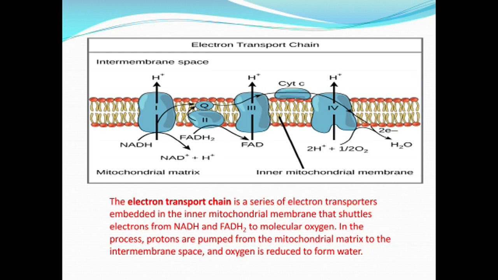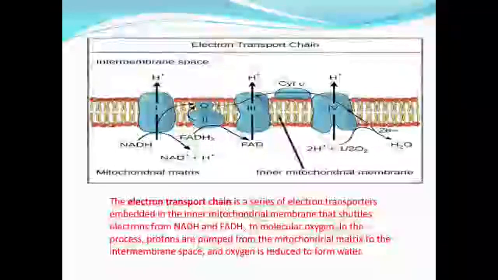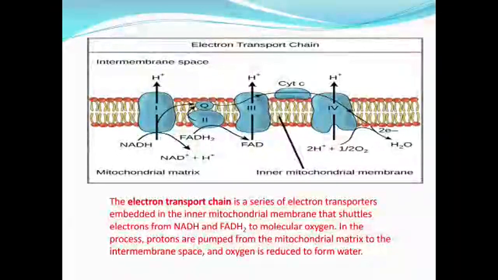Got it? Now, what's the form of NADH? NADH is nicotinamide adenine dinucleotide. Okay, what is FADH2? F is for flavin, it is flavin adenine dinucleotide. Now, always remember, one molecule of NADH2 is equal to 3 molecules of ATP, and one molecule of FADH2 is equal to 2 molecules of ATP. Got it?